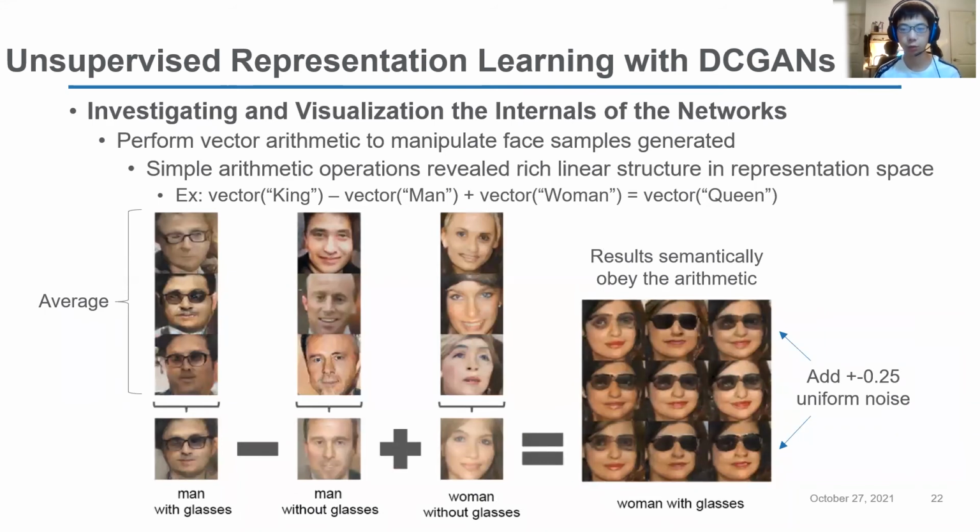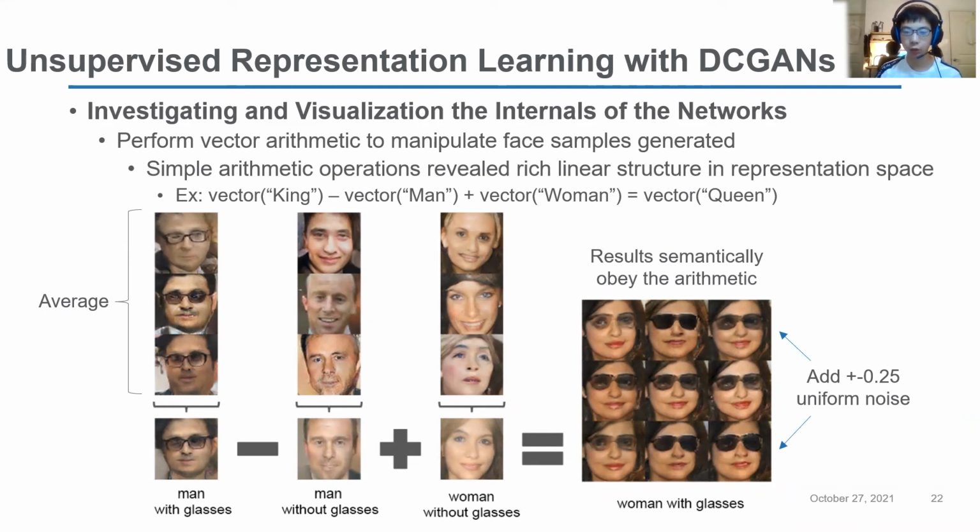Fourth, they perform vector arithmetic to manipulate face samples generated. If the representation space has reached linear structure, then simple arithmetic operations should work. For example, the vector of king minus the vector of man plus the vector of woman should be equal to the vector of queen. So in this figure, we can see that the arithmetic of the vectors actually works.